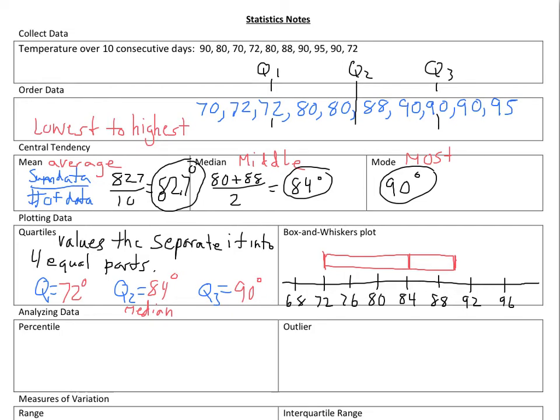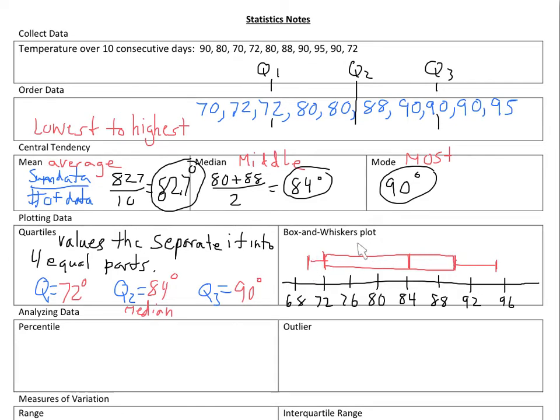Now, what is a whisker? Whiskers are, well, what is my biggest value and my smallest value? My biggest value is 95. So I go over here and approximate 95. Put a line, and I just put a whisker. So kind of one-sided whisker. And what's my smallest value? 70. Put a line at 70 and put a whisker. So now what I have is a box with whiskers.